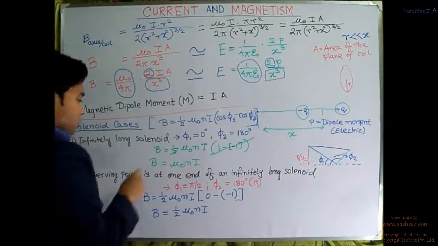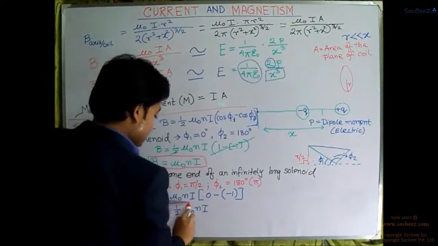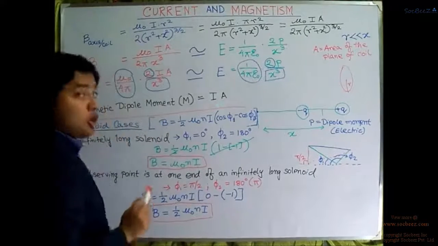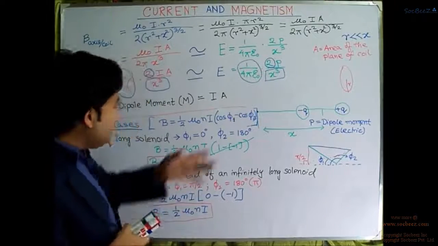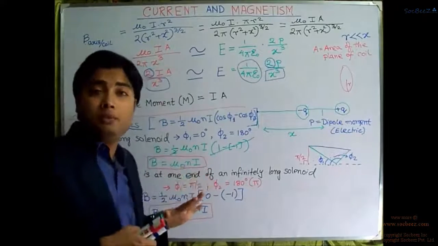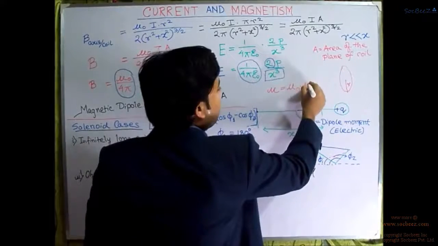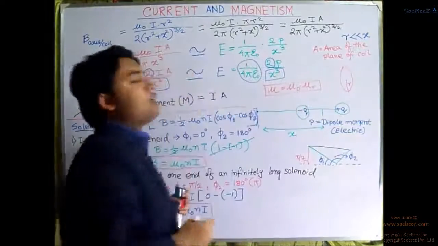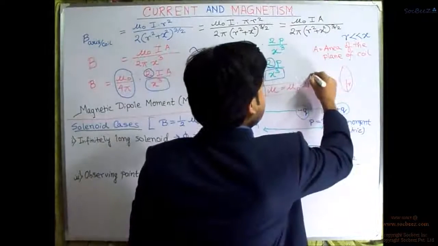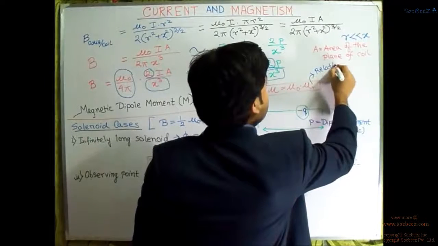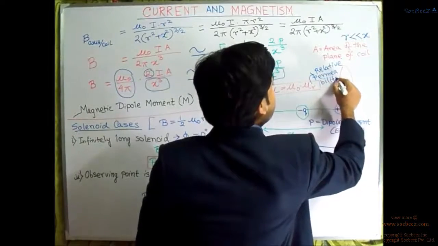Now, as it was told earlier, if we find in any case that these situations or scenarios are not in free space or in vacuum, or not in air, then we simply need to change all this mu naught into mu, such that mu is equal to mu naught multiplied by mu r, where mu r is known as the relative permeability.